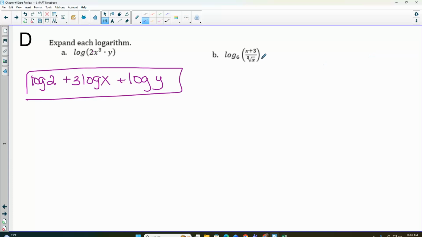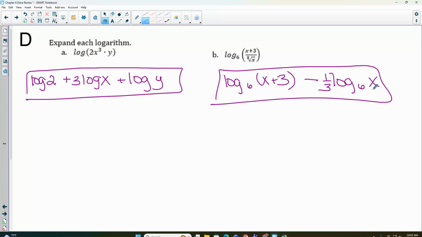So if I look at B, we have the log of x plus 3. I can't break apart addition. Then I'm dividing. If we're dividing, what do we do? Subtract. Log base 6. The cube root is what power? 1/3. So questions on that one?